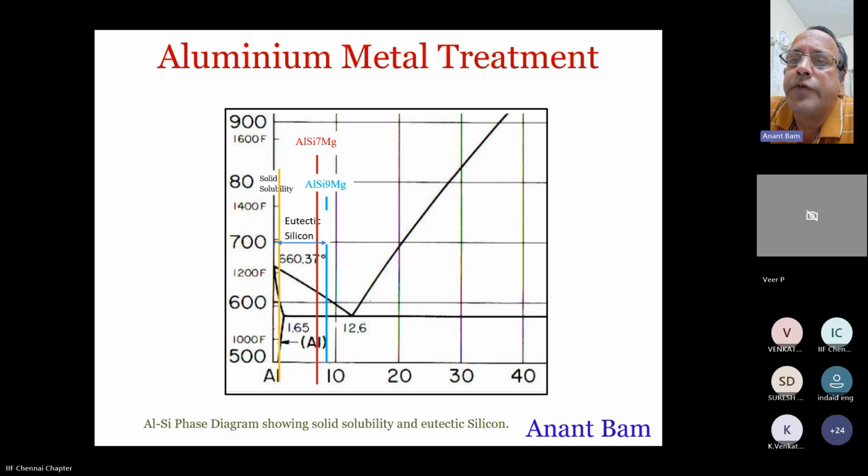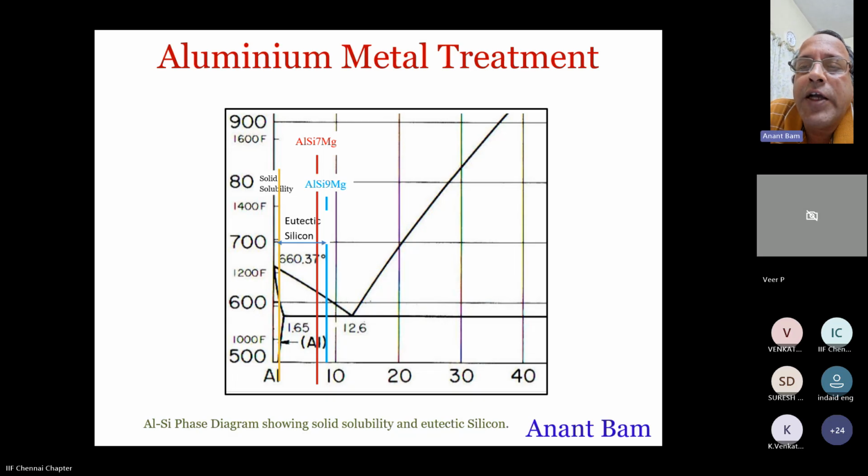Now you can take the case of, say, 7Mg, the red line. It contains 7% silicon. Apply the lever rule. Those who are metallurgists will understand it very quickly. Otherwise, just remember that there is something called the lever rule, which defines the percentage of alpha and percentage of beta in any eutectic system. So at 7Mg, by the lever rule, alpha and beta are near about equal, 50%.